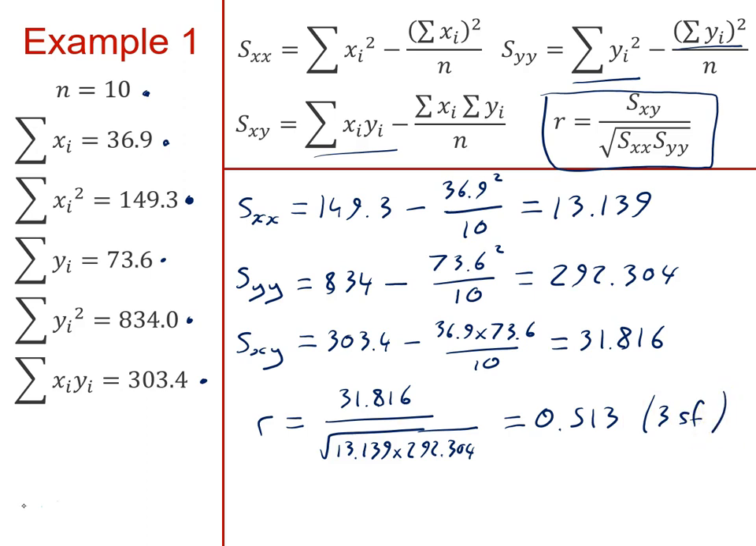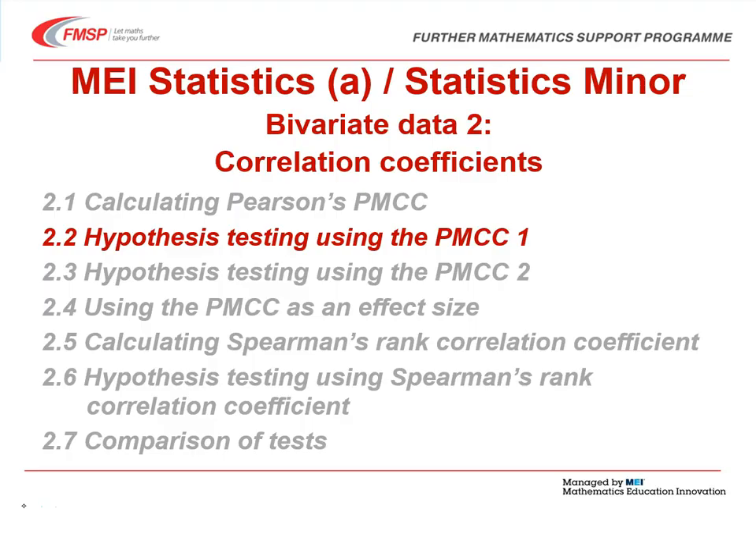So it was a little bit time consuming. I had to use my calculator, but there was nothing difficult. It was just substituting numbers into a formula. In the next video, we're going to be looking at hypothesis testing using the product moment correlation coefficient.